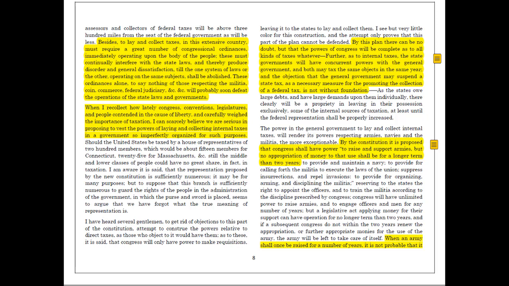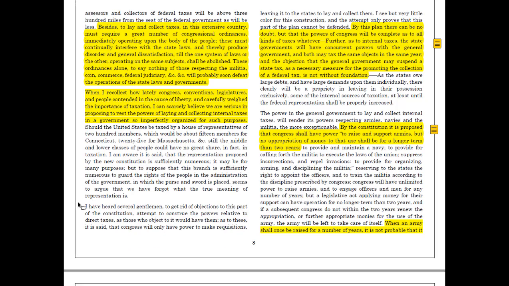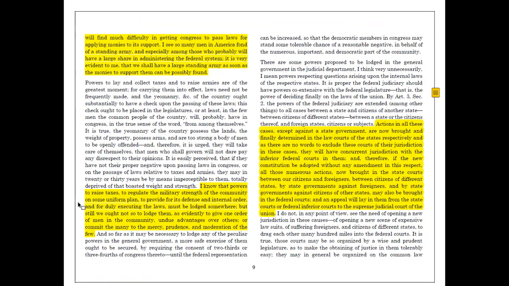At the bottom of the right-hand column of 8 and then extending into 9, Smith writes, "When an army shall be once raised for a number of years, it is not probable that it will find much difficulty in getting Congress to pass laws for applying money to its support. I see so many men in America fond of a standing army, and especially among those who probably will have a large share in administering the federal system. It is very evident to me that we shall have a large standing army as soon as the monies to support them can be possibly found."